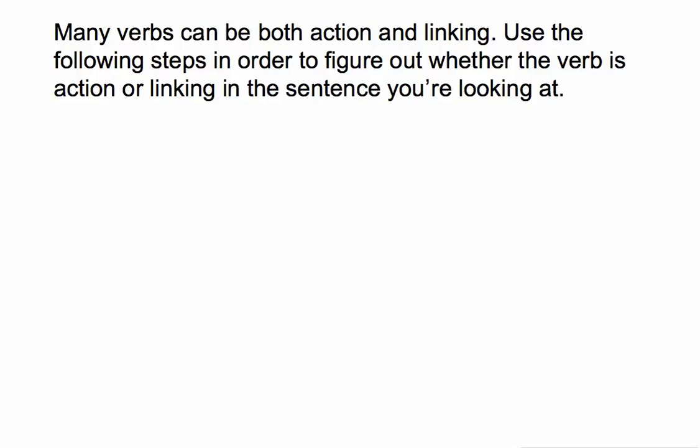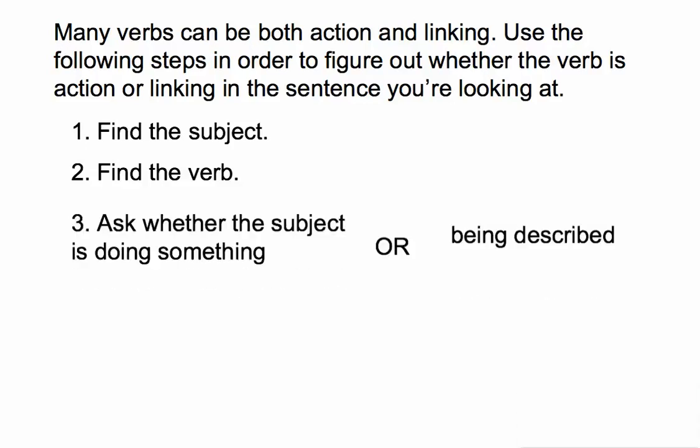Many verbs can be both action and linking. Use the following steps in order to figure out whether the verb you're looking at is functioning as action or linking in the sentence you're looking at. First, find the subject. Mark it off. Circle it. Second, find the verb. I recommend underlining it to distinguish it from the subject.